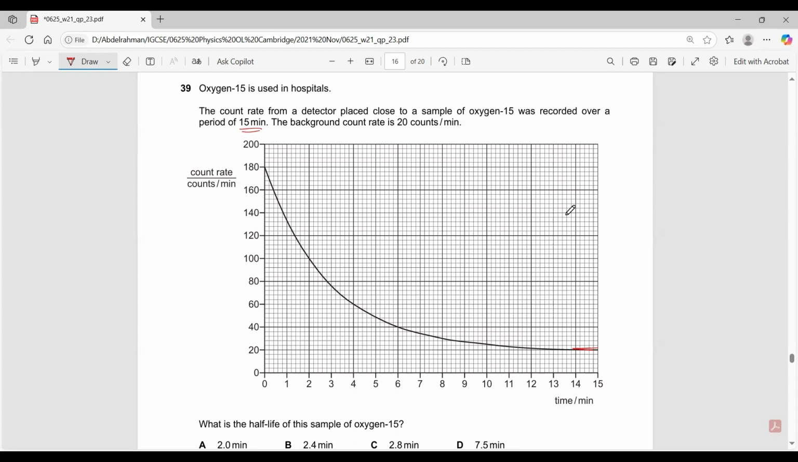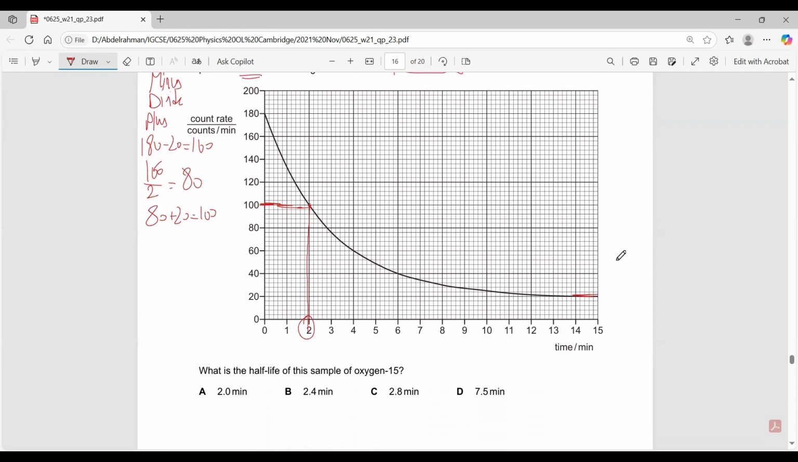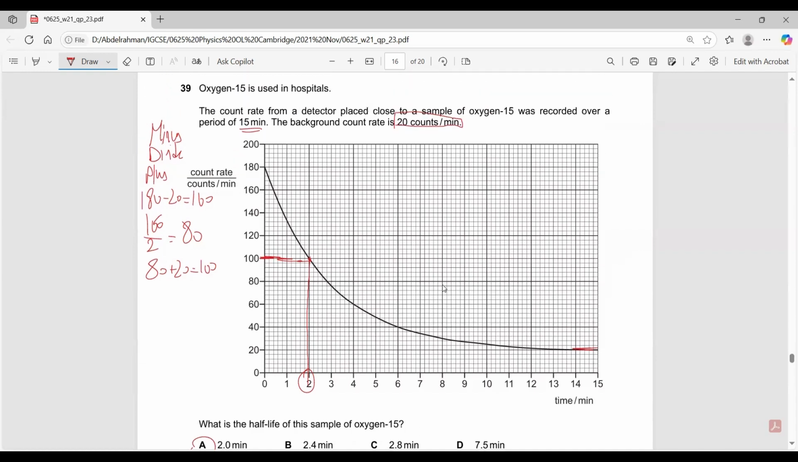To find the half-life from a graph which includes background radiation, you have to use minus, divide, plus. I started off with 180 minus 20, which is 160. 160 divided by 2 is 80, and then 80 plus 20 again is 100. So from the graph, you have to draw a line at 100, which will give you a half-life of 2 minutes. Because you have background radiation, so minus, divide, plus.